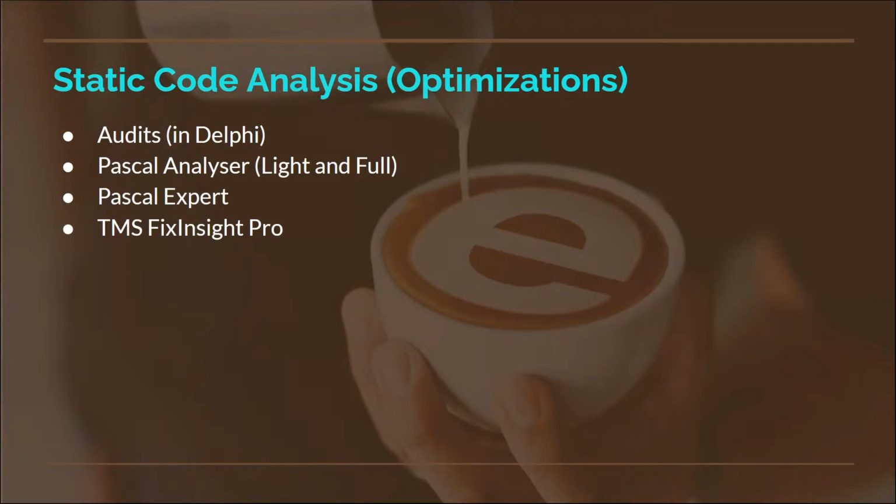But they'll definitely point them out to you. Pascal Expert and Fix Insight are both IDE plugins, so you run them and they produce a list of messages, and you can double click on a message and it'll take you to that bit of code, and you can then make the change. Whereas Pascal Analyzer generates a report. There's a command line version of Pascal Analyzer as well, so you can output an XML file, and then parse that XML file as part of your source code commit, and potentially reject a commit based on certain things.